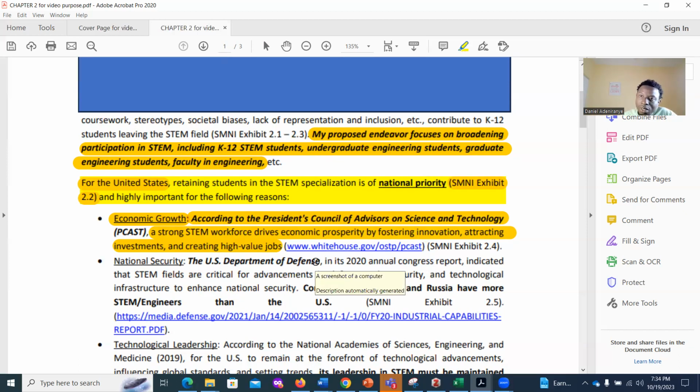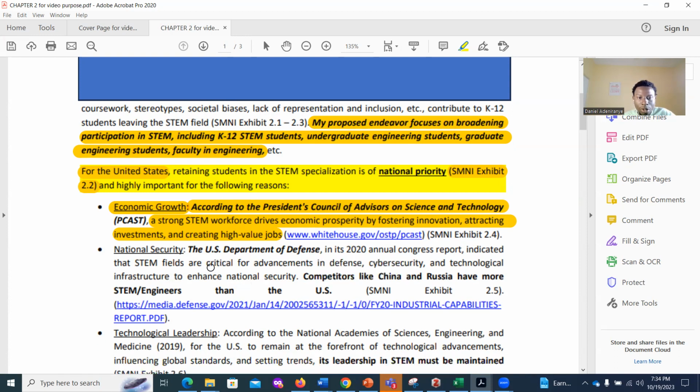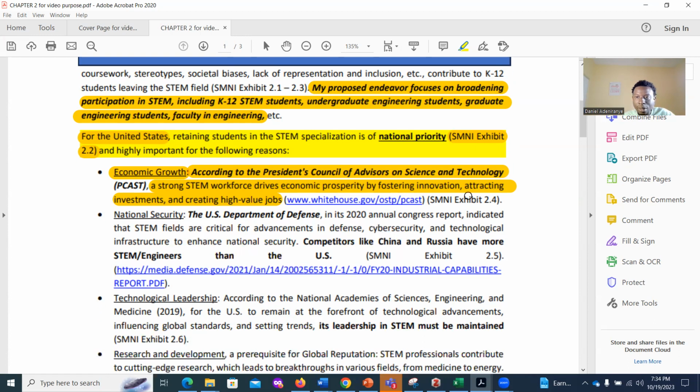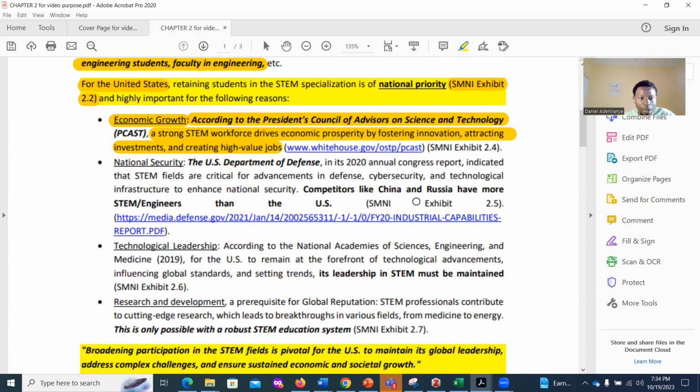So if the government themselves are saying that we need people in this STEM field, we don't want them to be dropping out. We don't want people to enroll in engineering or in STEM, and before you know it, they drop out, they don't graduate. No, we need them to enroll, to persist, to be retained, and to eventually graduate. So that's it about this aspect.